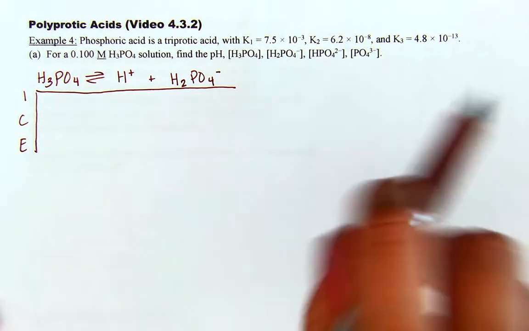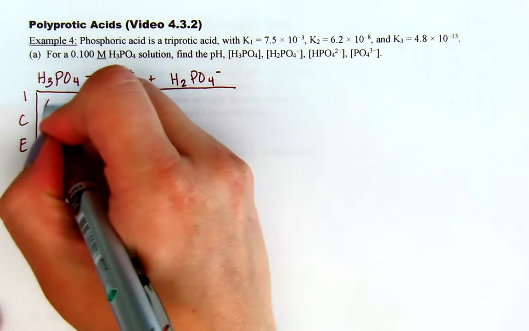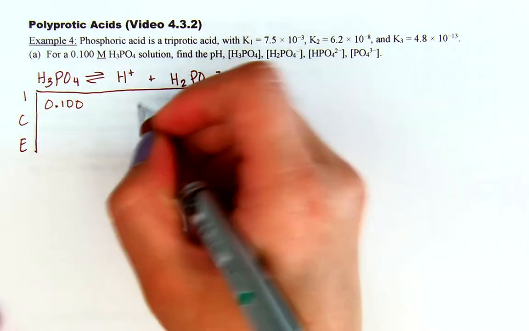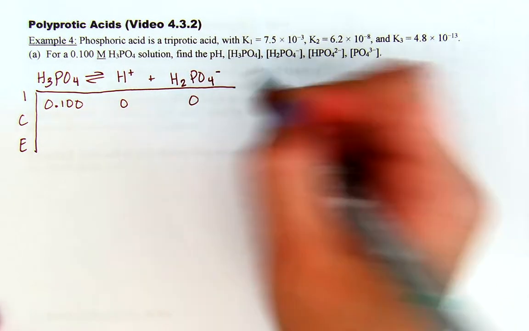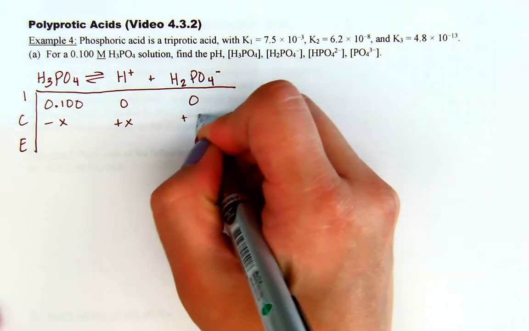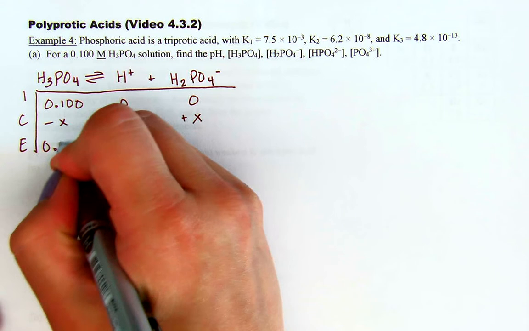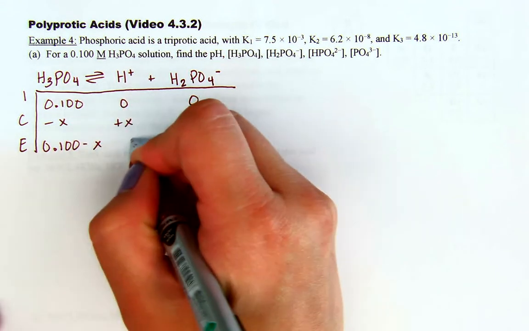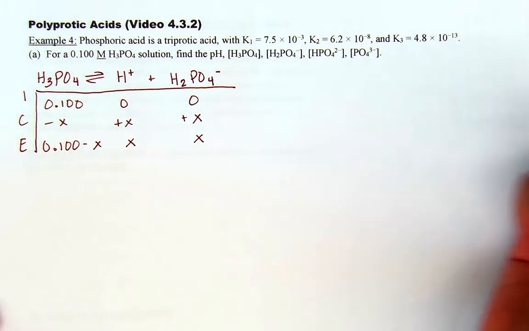We started with 0.100, and then of course we didn't have any products yet. Minus x, plus x, plus x there. 0.100 minus x for the end, x there, and x there.